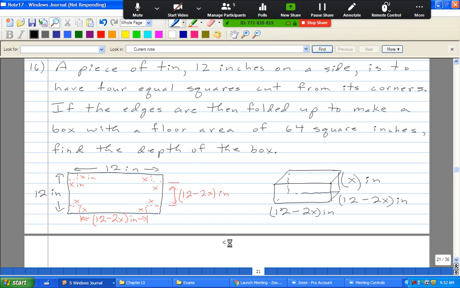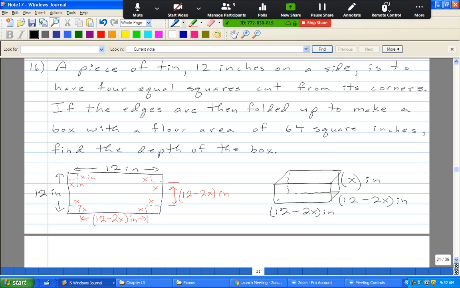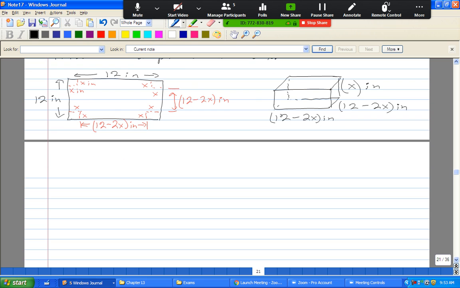Come on, please, give me back control of my screen. I want control of my screen back. I'm waiting for my screen. Still waiting. Still waiting. Okay, I have control of my screen again.